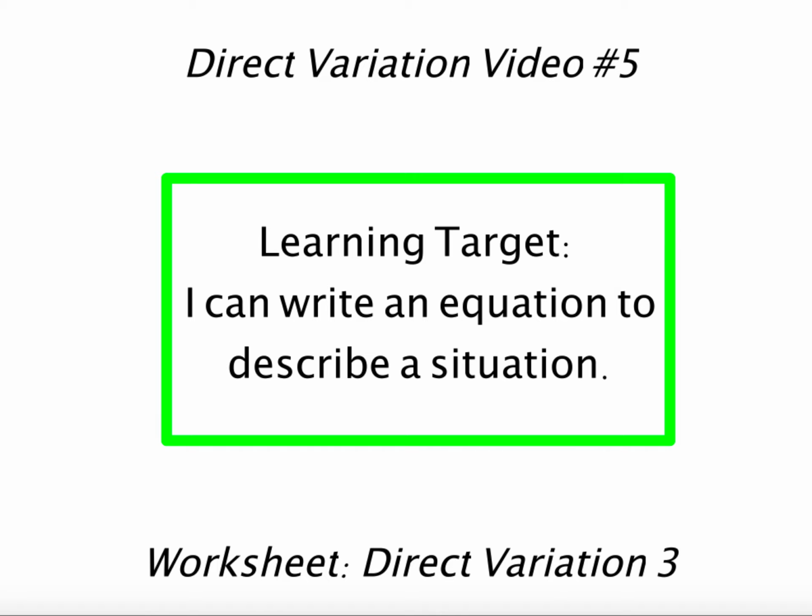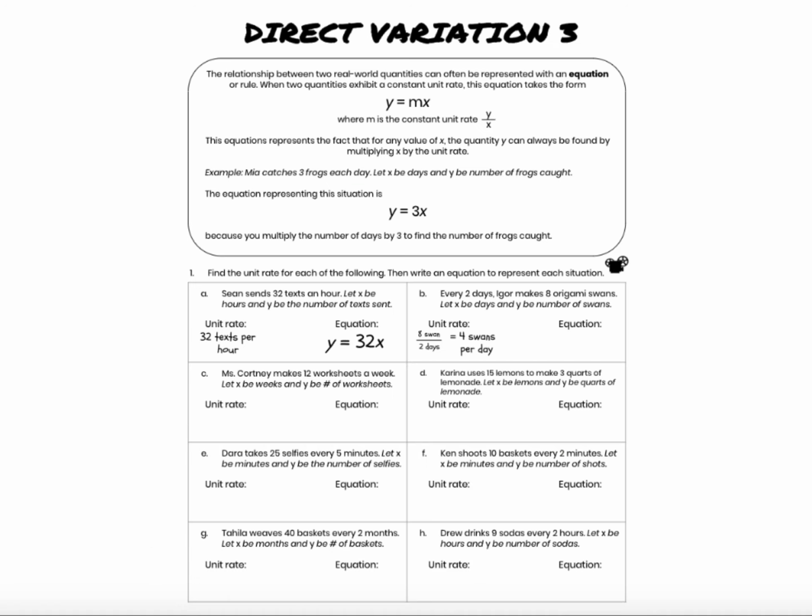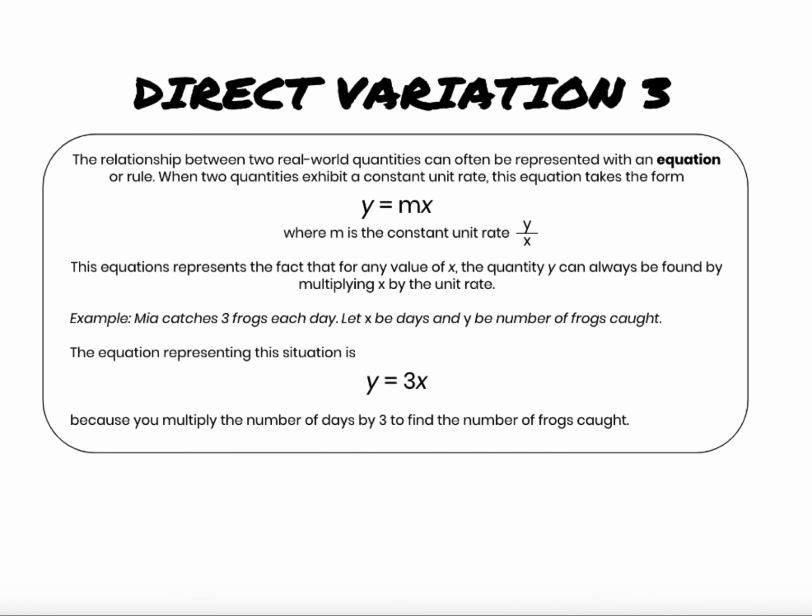This is the fifth direct variation video. The learning target of this video is I can write an equation to describe a situation. And this video goes with the front of the Direct Variation 3 worksheet. If you look at the top of that worksheet, it talks about how you could write an equation to represent a relationship between two real-world quantities.